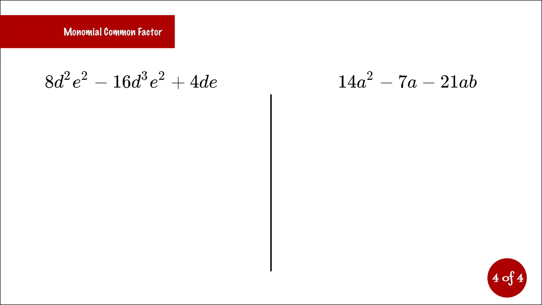My last two examples. Looking at my trinomial, I'm going to look at the numbers first and find the largest number that's common to all three. So I recognize that 4 is the largest number. Looking at my variables now, doing it alphabetically, I can see I have a d in each one. In my third term, I only have one d, so that's the largest d that is common to each of my three terms.